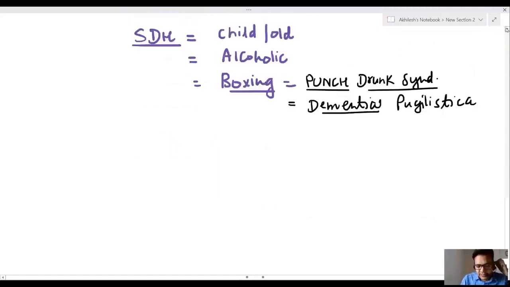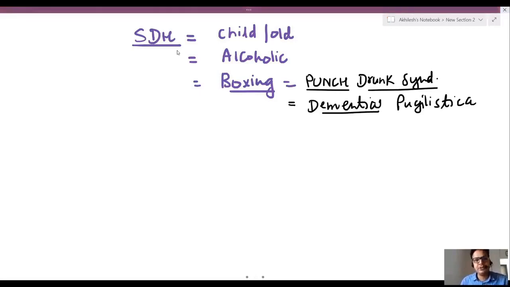It is common in children and old persons. Second, alcoholic. Third, in boxing injury. This is subdural hematoma. In boxing injury, there is punch drunk syndrome. After a punch, you behave like a drunk. This is known as punch drunk syndrome.